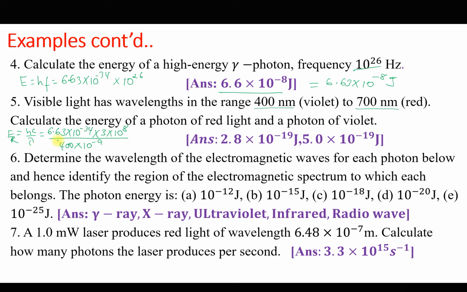Actually, this is violet, not red. 400 nanometers, that is violet. So for violet, I think this is violet, 5.0 times 10 to the power of minus 19, so this is violet. Then for red, I'll do the same. So that would be 6.63 times 10 to the power of minus 34, then times 3 times 10 to the power of 8, divided by the wavelength of red, which is 700 times 10 to the power of minus 9. So this is red. So these answers are correct, red and violet.